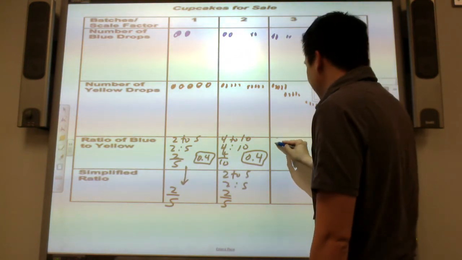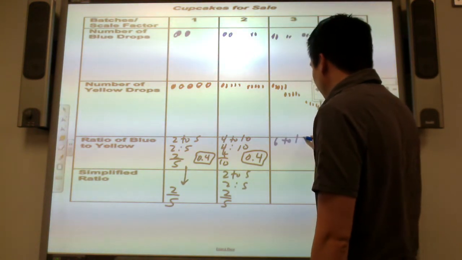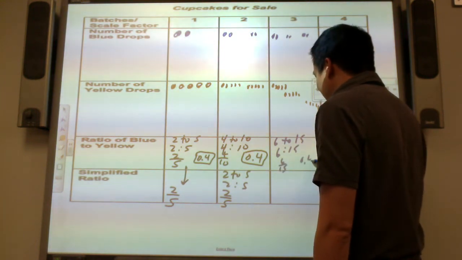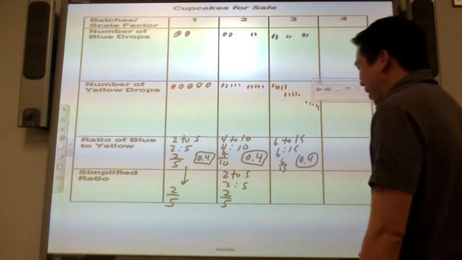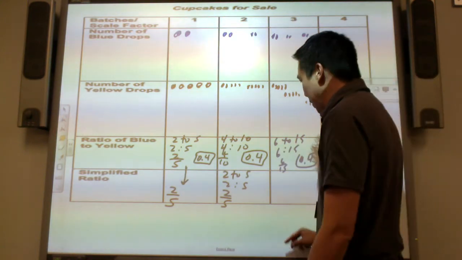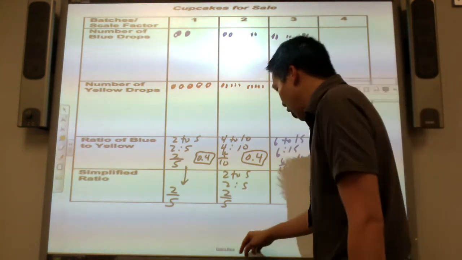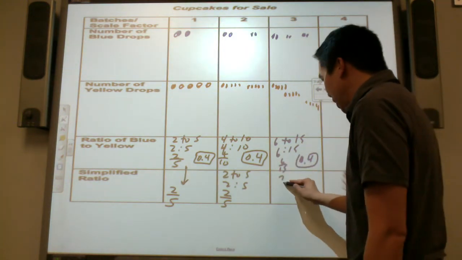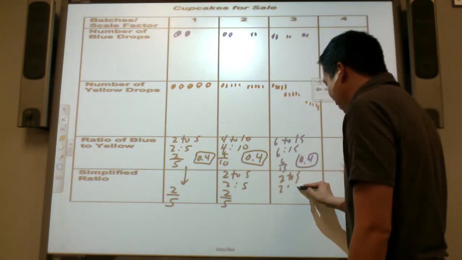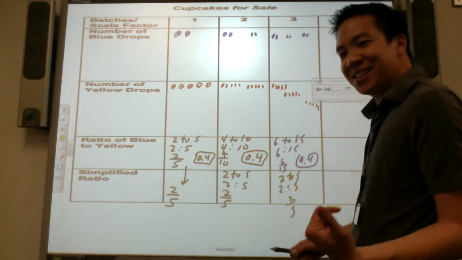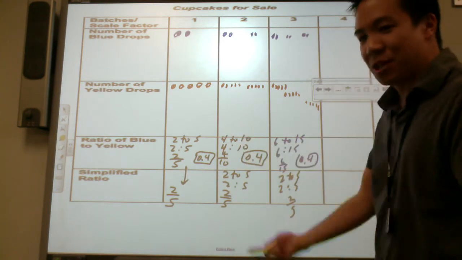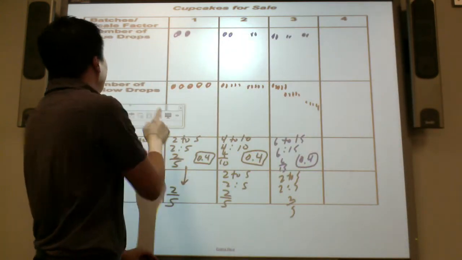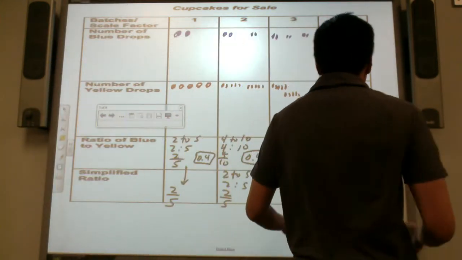It is 6 to 15, 6:15. The decimal, if you do 6 divided by 15, we get 0.4. Blue to yellow. So if you simplify this, divide both numbers by 3, you get 2 to 5, 2:5, and 2/5. Hey, it's again the same simplified ratio.